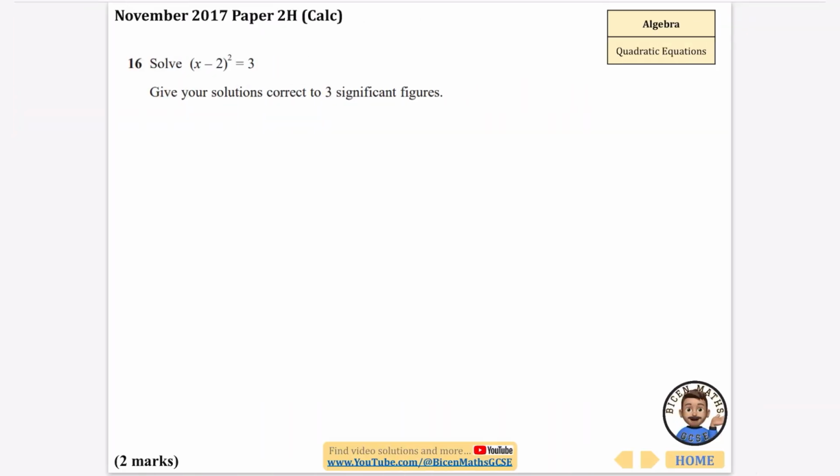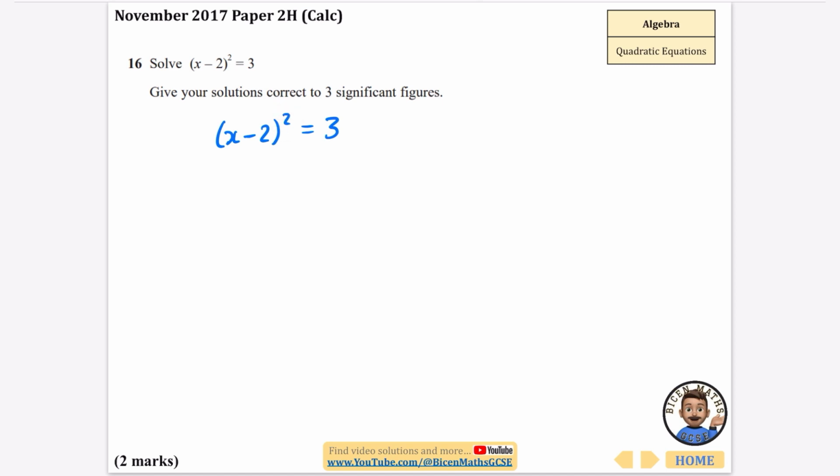So I'm going to start off with a nice easy one. It says solve (x minus 2) squared equals 3. Give your solutions correct to 3 significant figures. Now I've seen people do this kind of question before and they think, oh, I better expand the brackets and make it look like a normal quadratic being equal to 0. But actually, it's already in a form that we can solve.